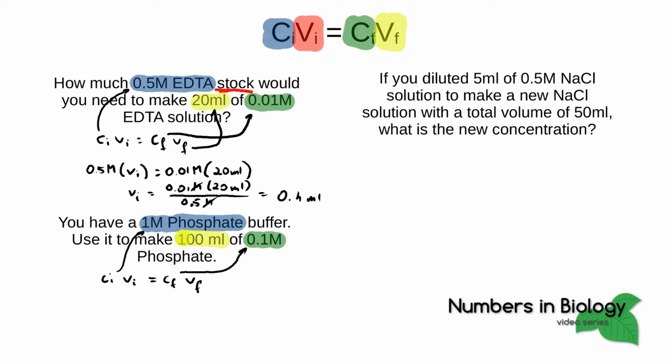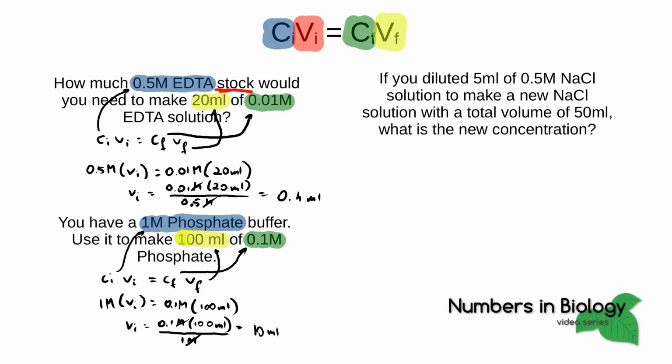And our VF, our final volume, is 100. So let's plug these guys in. So 1 molar times VI is equal to 0.1 molar times 100 milliliters. Always include the units. So VI is equal to 0.1 molar times 100 milliliters divided by 1 molar. Again, the units here will cancel out, and you will get VI equaling 10 milliliters.